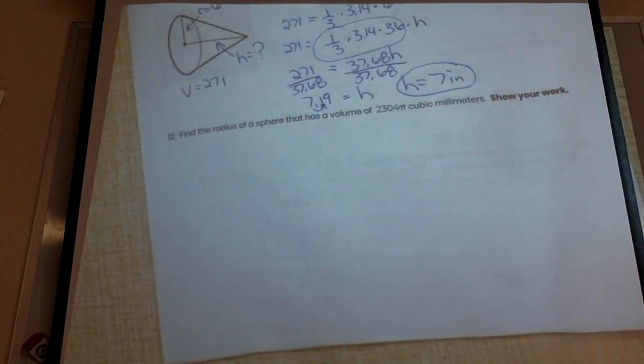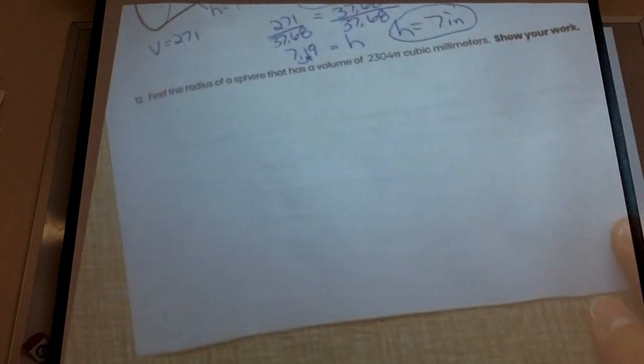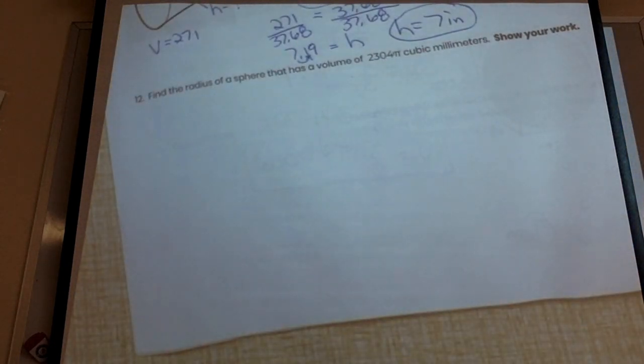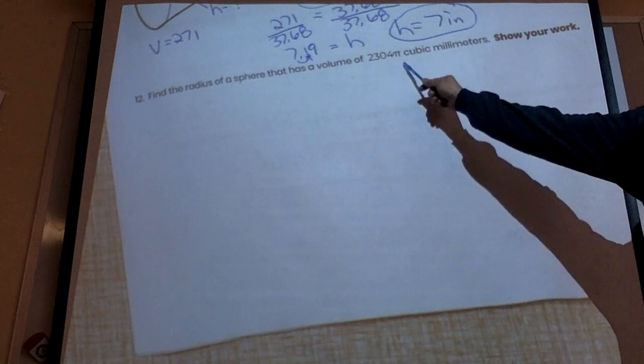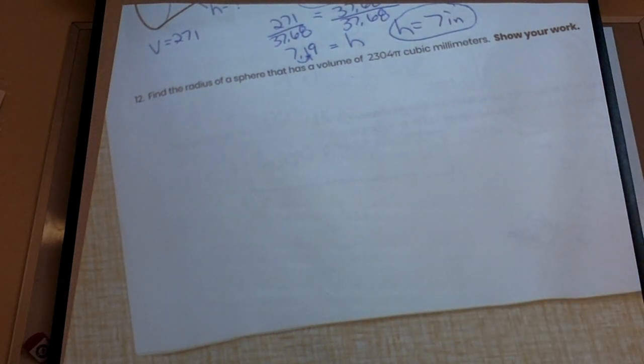Our last problem for the review, it says find the radius of a sphere that has a volume of 2,304 pi. So this one, they're leaving the pi in there. So we knew they're saying it's in terms of pi.